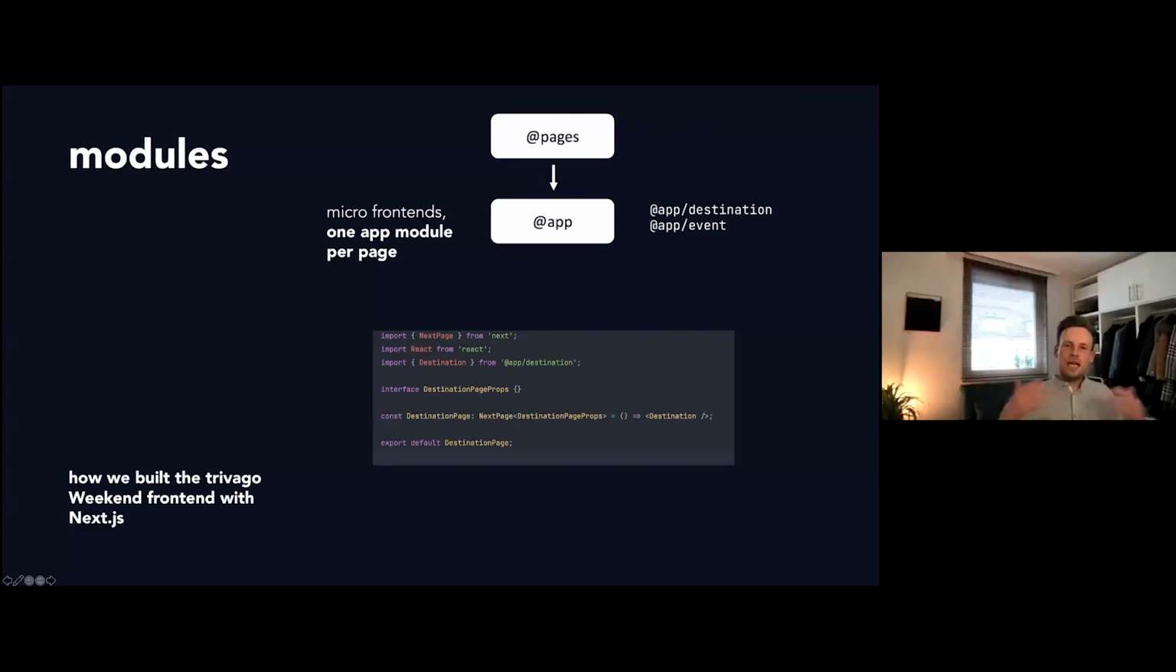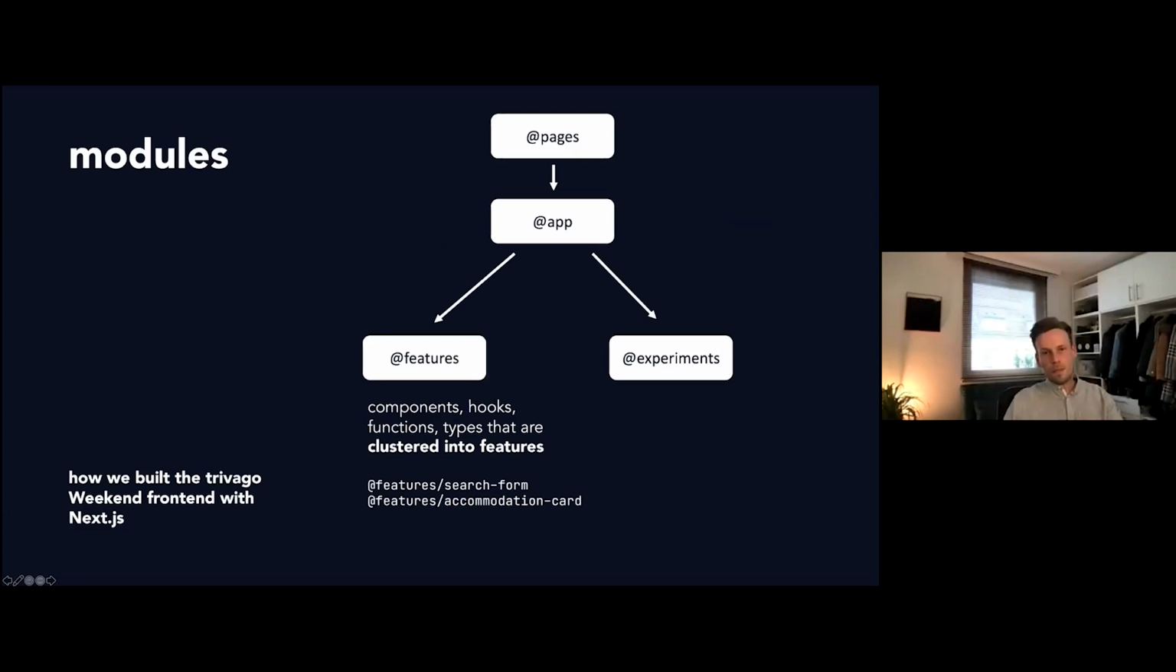And basically every page has one single micro front end that is imported from the app namespace, like in this example below. So here you have the destination page, or destination micro front end, and your page is basically just rendering this simple component, and everything else is handled by this particular component itself. And these apps are then composed of features and experiments.